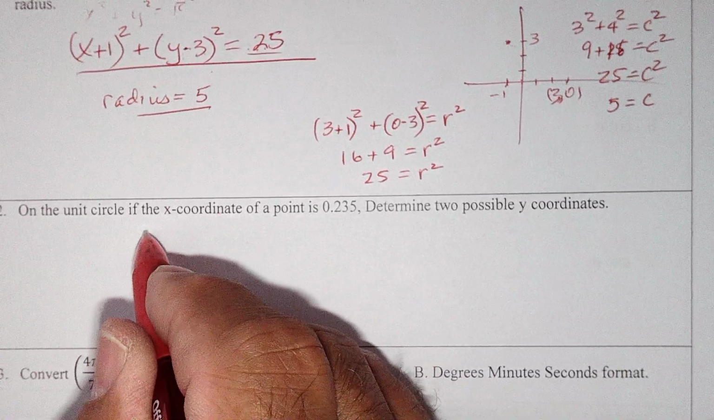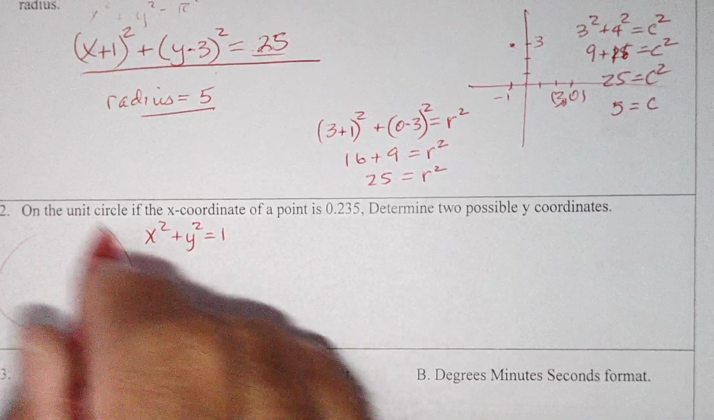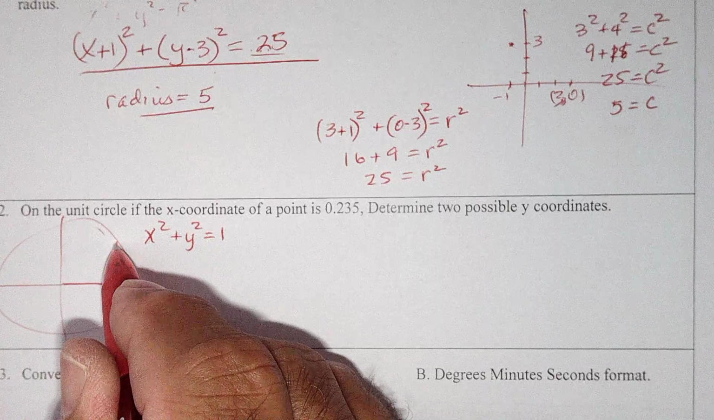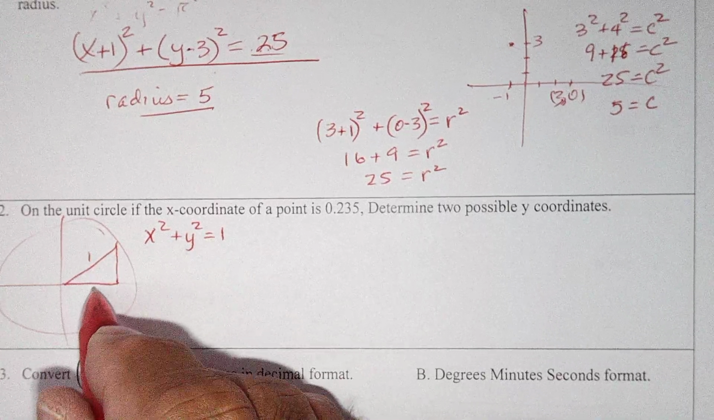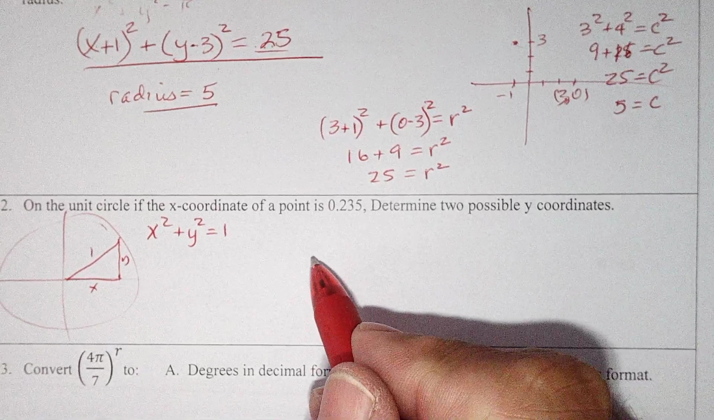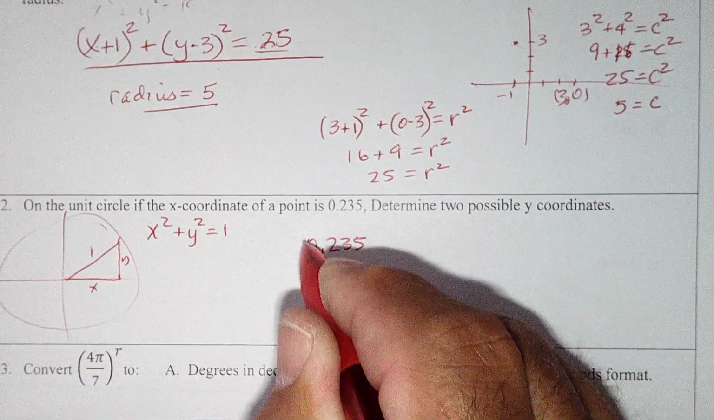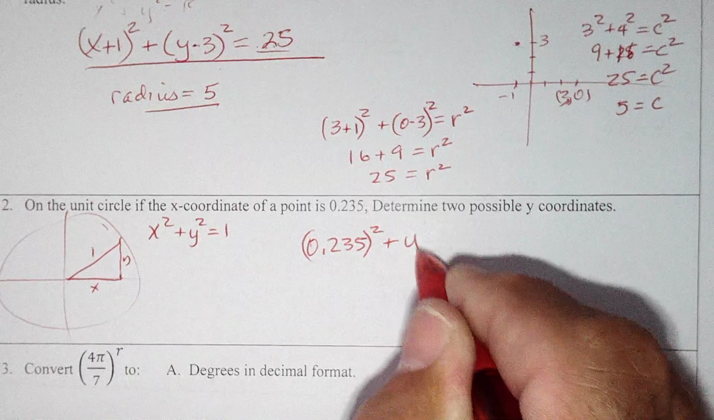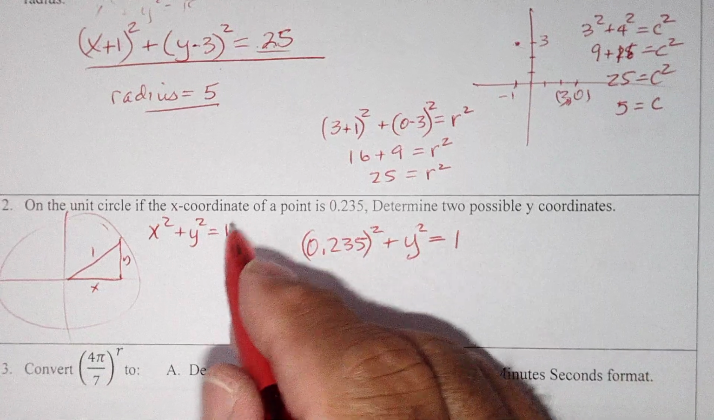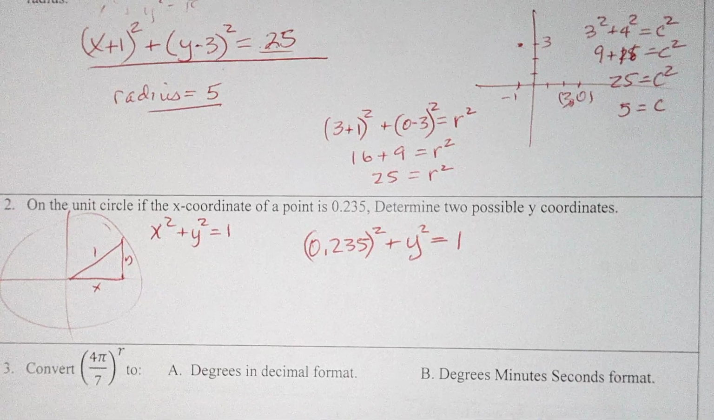Unit circle. Well, the unit circle has the equation x squared plus y squared equals 1, because on the unit circle, any point on the circle is over x, up y, and the radius is 1. X squared plus y squared equals 1. A squared plus b squared equals c squared, that's the Pythagorean theorem. So the x is 0.235, plus y squared equals 1 squared, but that's 1. So I'm going to square that and take it away from 1.